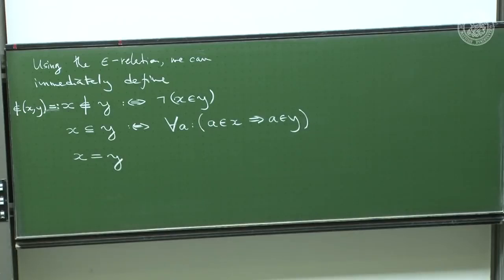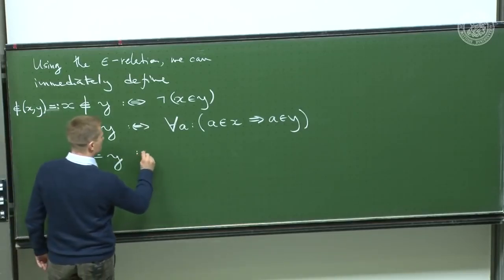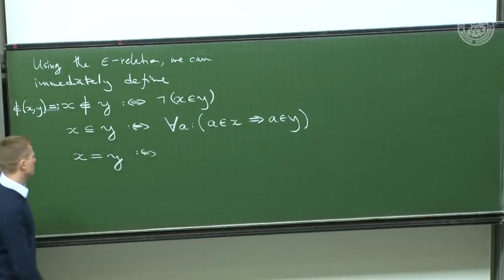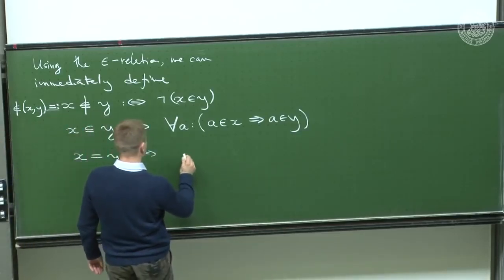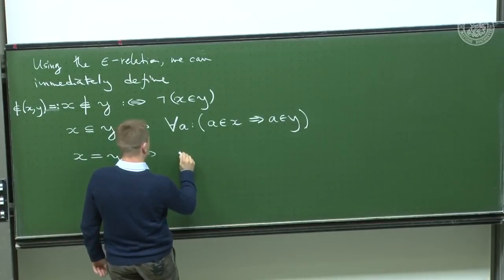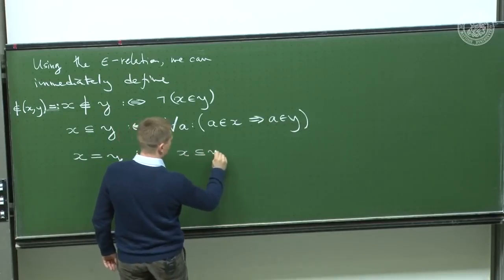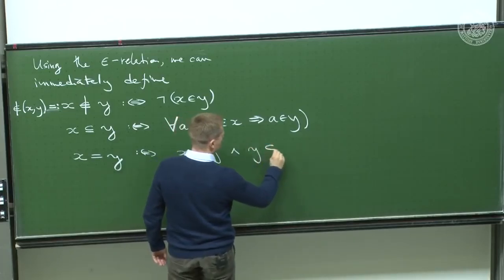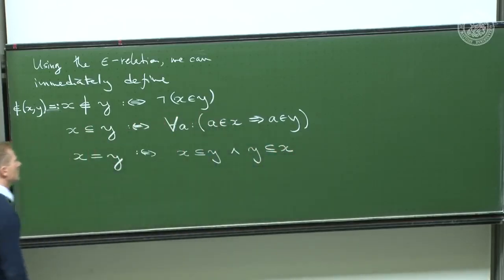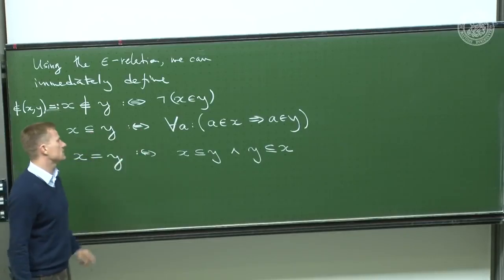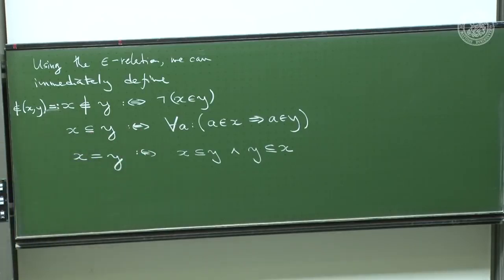And finally, we define X equal Y. So you see the equality sign, which we would probably normally take without further questioning what it means, is actually defined in terms of the epsilon relation. X equals Y means that X is a subset of Y and Y is a subset of X. And for that subset relation, we use that here. So that's the definition of the equal sign, which therefore ultimately is defined in terms of the epsilon relation.